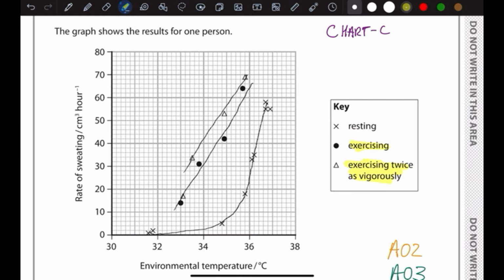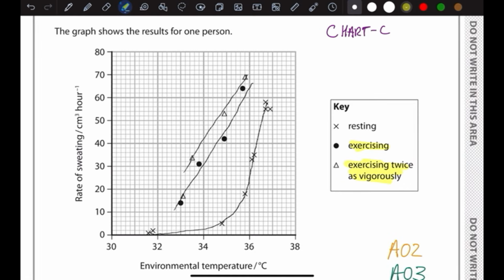Let's look at highest or lowest. Now, you need to make your own judgment. Is it relevant for this question or not? In terms of highest, I don't think it's too relevant for this question anyway, but you could mention the highest rate of sweating occurs at the highest temperature. You can maybe mention that. I don't think it's too relevant for this question.